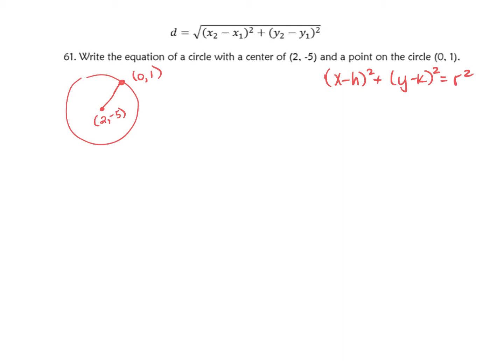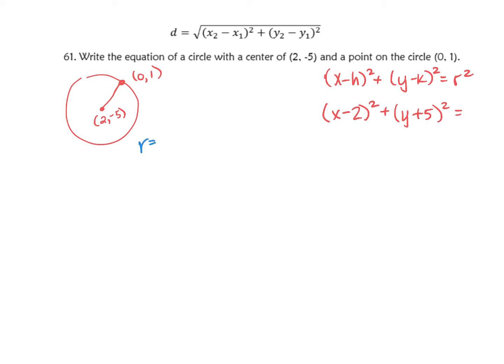Well, I know my center is at (2, -5), so I can do that part. I want the opposite of h, so the opposite of +2 would be -2. Plus y minus k, so I'd have y and the opposite of k be a +5, squared equals, I need to know the length of my radius. This is where the distance formula is going to come in.